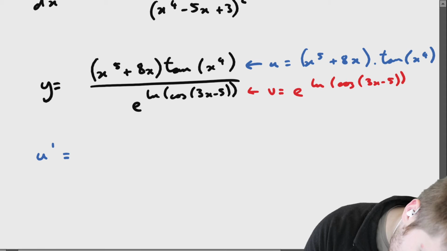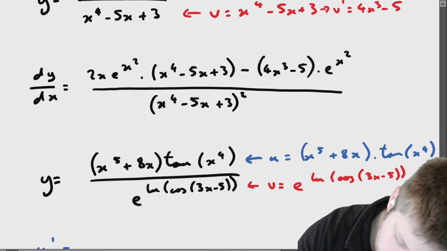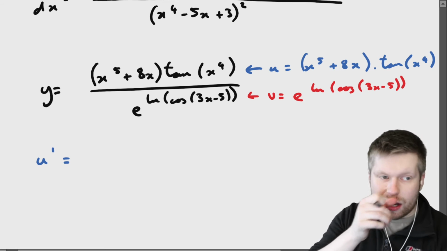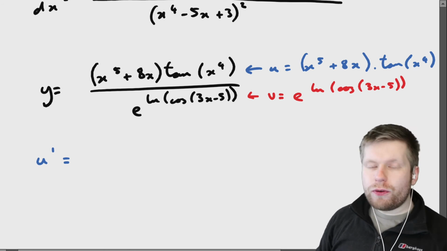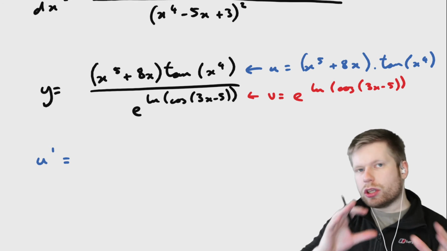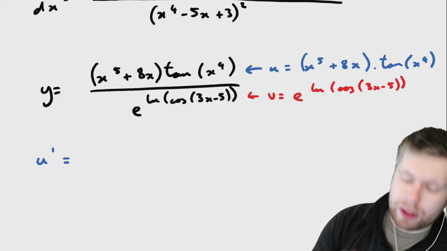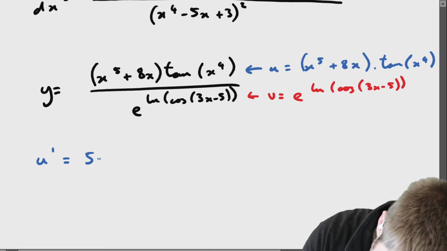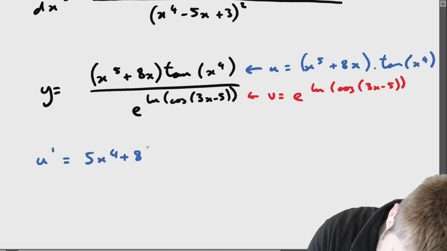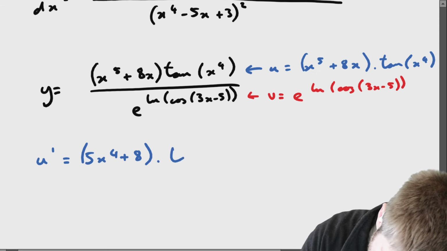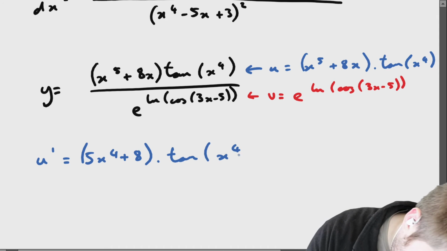So I need to find the derivative of u. I need to find the derivative of this thing, the x to the power 5 plus 8x times by the tan of x to the power 4. Well, let's first of all think about this. This is just the product rule because I'm multiplying two functions by each other. So if I differentiate the first function, I get 5x to the power 4 plus 8. And I leave my second function alone, so my tan of x to the power 4.